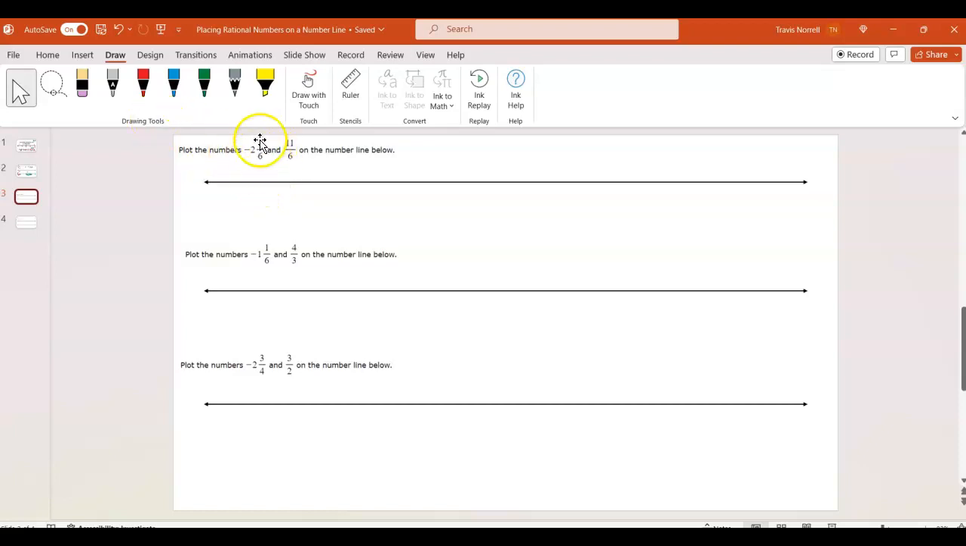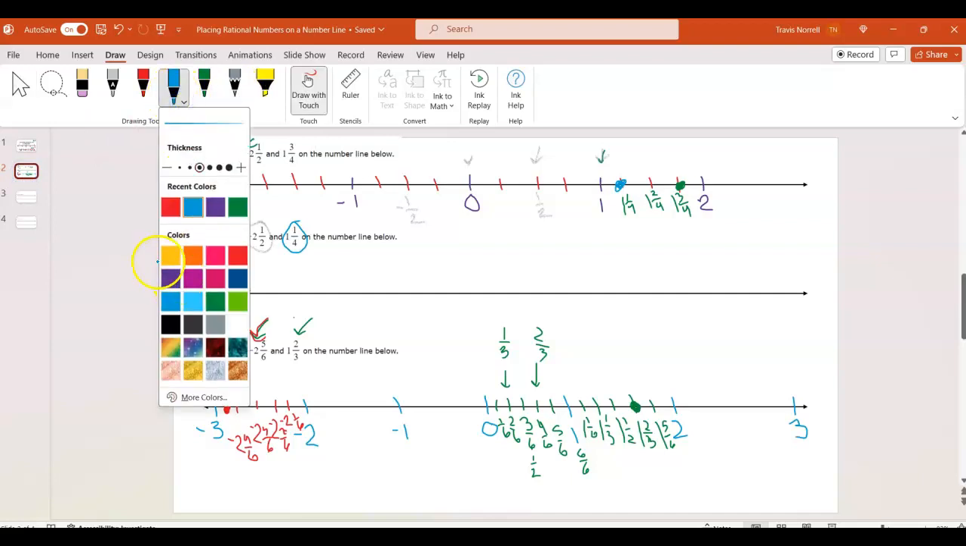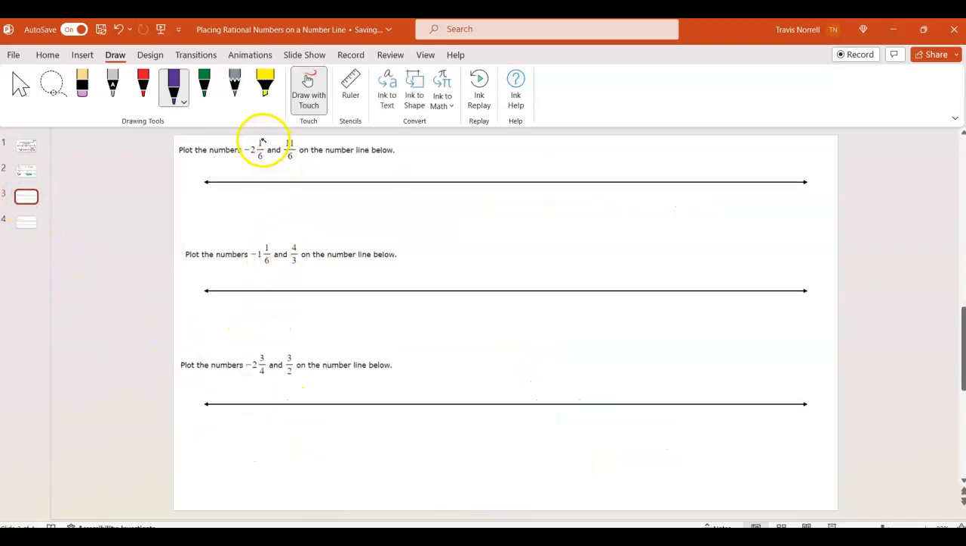Okay, -2 and 1/6 we could put over here on this one. Let's make that one purple. -2 and 1/6 would be right here, right next to -2. So that would be here.